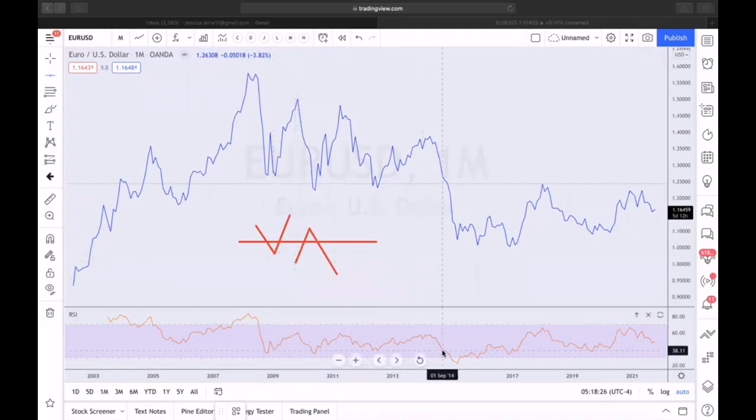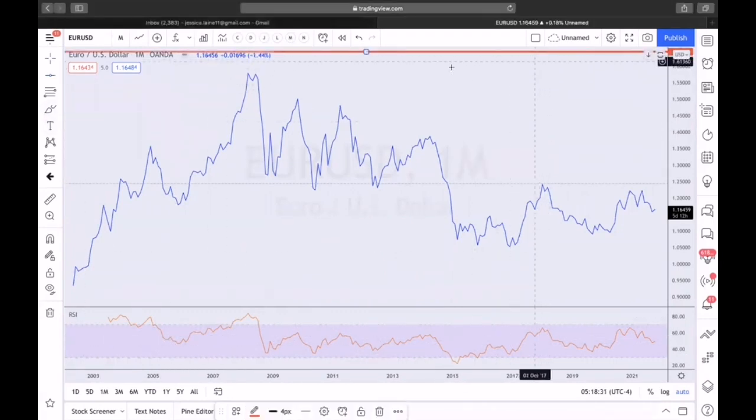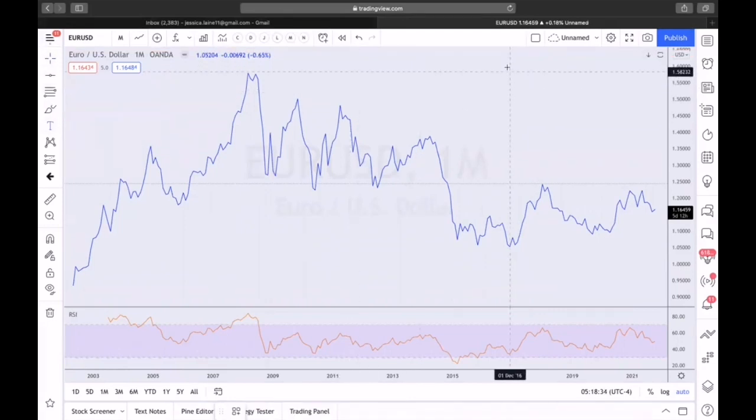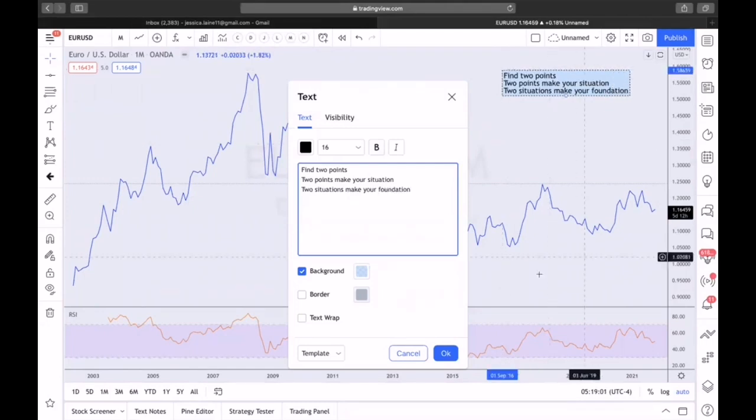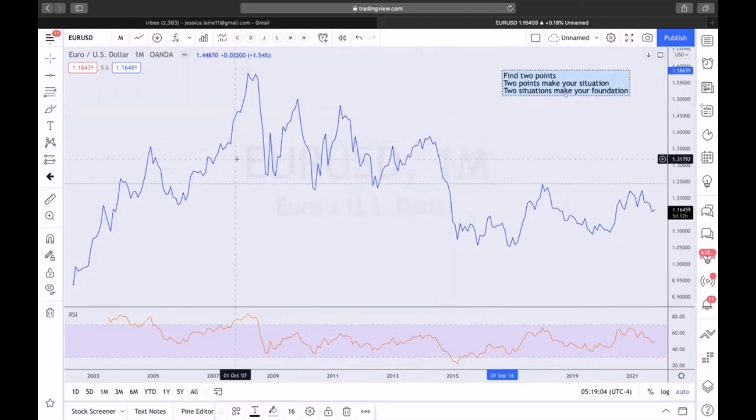So the first step, and I'm going to put the directions over here at the top right-hand side: find 2 points, make your situation, make 2 situations, make your foundation. We're going to start there. The first step is to find 2 points.